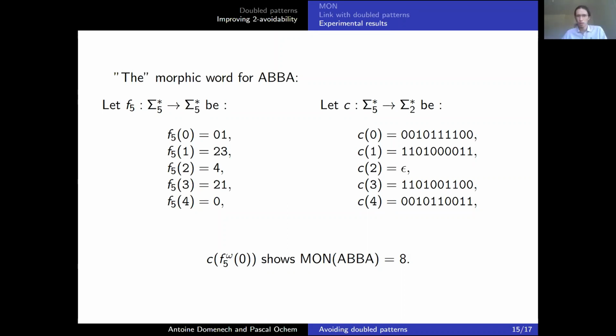So ABBA, not only is it hard to avoid because we need 8 occurrences, which is the maximum we have for now, but moreover, there is essentially only one way to reach 8. It's by using this word or another word that will have the same language of factors. So we can say that it's the same.